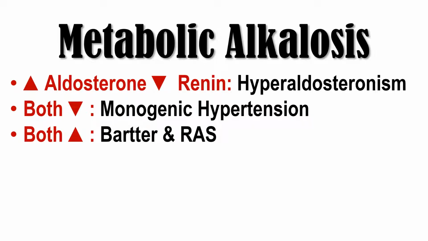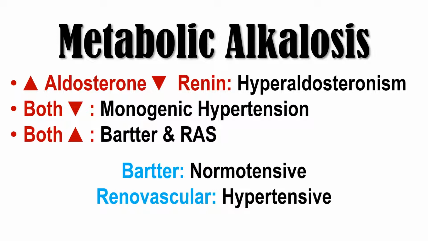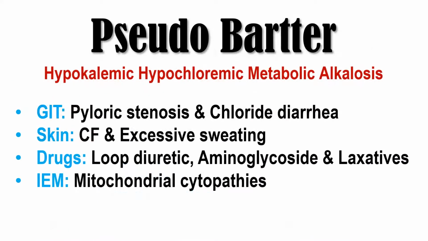When both of them are high, this goes with Bartter syndrome and renal artery stenosis or renovascular hypertension. To differentiate Bartter from renovascular hypertension, blood pressure here is important because Bartter is normotensive and renal artery stenosis is hypertensive, of course. The exception here is glucocorticoid-remediable aldosteronism, which is one of the monogenic hypertension disorders. Here, the aldosterone is similar to the hyperaldosteronism state.